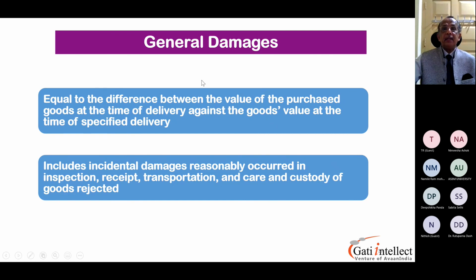Right, these are the general damages equal to the difference between the value of the purchased goods at the time of delivery against the goods value at the time specified for delivery. This is a scenario we were talking about yesterday.